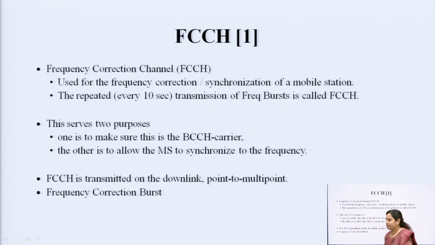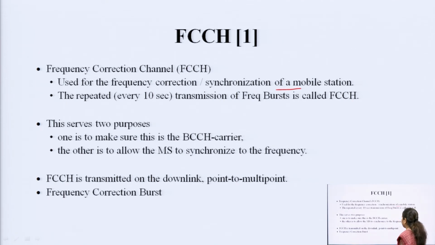The first one is FCCH, the frequency correction channel, used for frequency correction and synchronization of a mobile station. When we transmit extra bits for the purpose of synchronization, we check the parity bits of the bits that have been received. That comes under the cyclic redundancy check, so that any error that occurs can be removed. That is the case for this frequency correction channel.